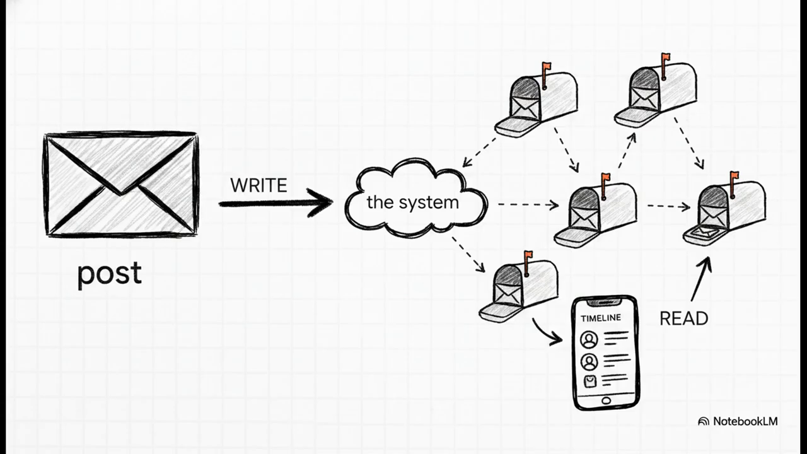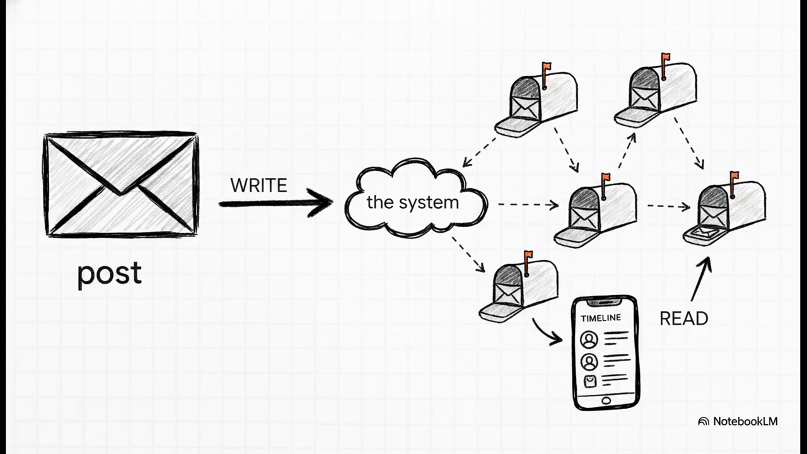Basically, instead of doing the heavy lifting when you open the app to read your timeline, we do the heavy lifting when someone writes a post. Think of it exactly like the postal system dropping a physical letter right into a recipient's mailbox. We pre-compute your home timeline. We maintain a highly specific data structure just for you, essentially a cache, that acts as your personal timeline.